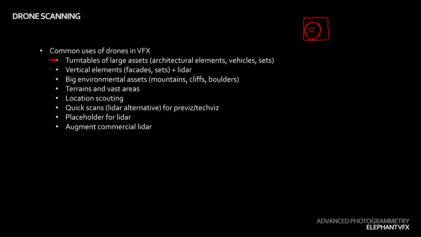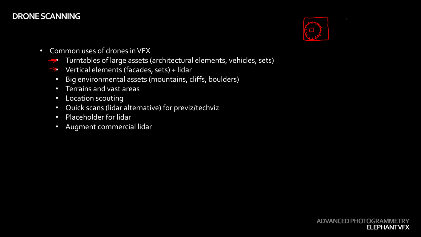Then we also have vertical elements like facades or set pieces and whatnot. And I wrote here plus a LiDAR because sometimes we do both. We do a LiDAR scan of a facade of a building, and then we do a drone scan as well, and then we combine both. That's something that I would have loved you to show, but of course, for the reasons that I said before, that's not going to happen anytime soon. But we're going to be using a drone for that.